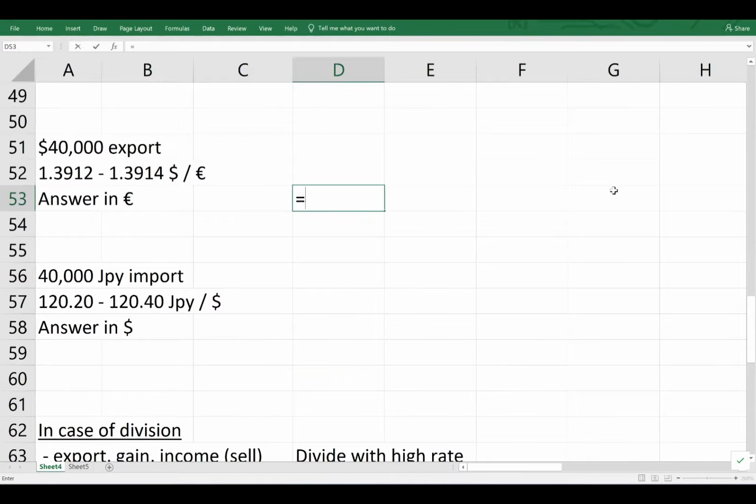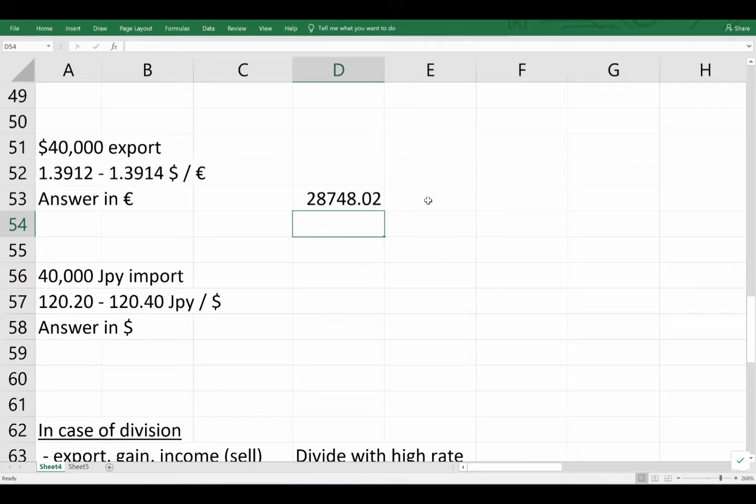Yeah, division, rate, division, and divide with... yeah, why? Because we have an import or we have export. It's a receipt. So result into less receipt. First rate 1.3912. Last. No, we divide with the low rate, right? That results in a high receipt, right? We want a low receipt. Sorry.